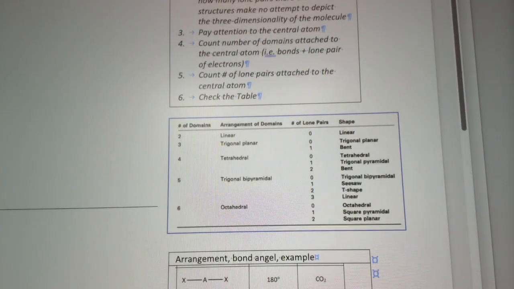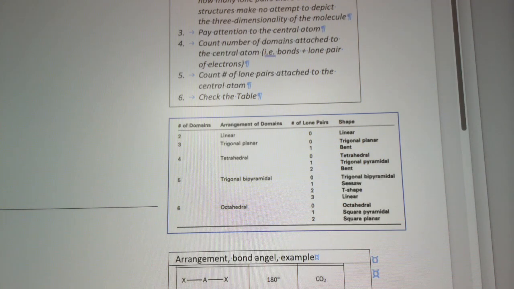So if you have 2, 3, 4, 5, and 6, these are the number of domains. If you have 2, you really have only one choice. There is no lone pair, so that would be linear. If you have 3 domains, then you can have 0 lone pairs or 1 lone pair. Depending on these two numbers, we could have a trigonal planar or a bent structure.